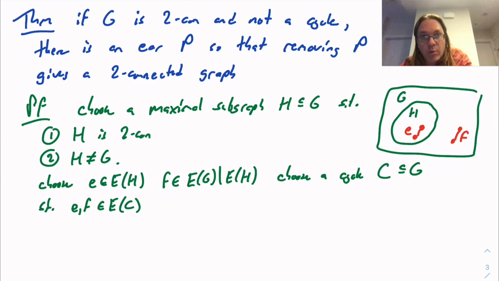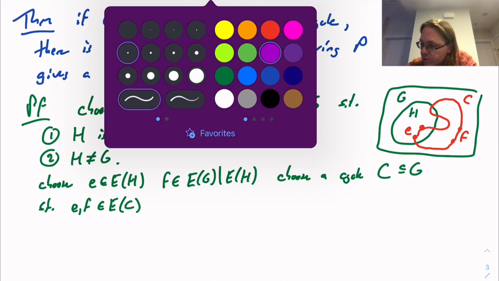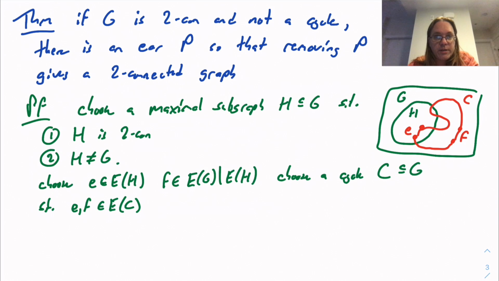So be it. But now I've chosen a cycle that contains both E and F, and I'm just going to draw something that's possibly a little deceptive here. Maybe that's the cycle C. So the cycle C might weave in and out of our subgraph H. Now, here's what we're going to do, and I'm going to describe this first with the help of a picture, drawing some squiggles.